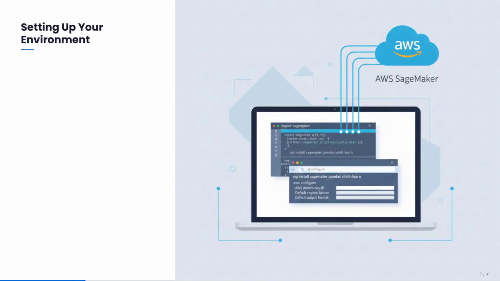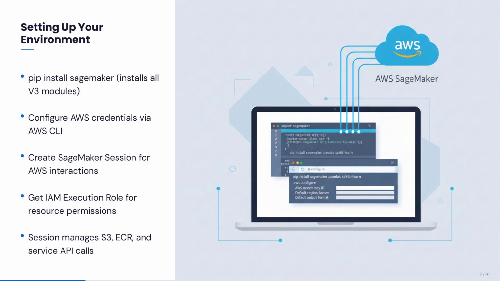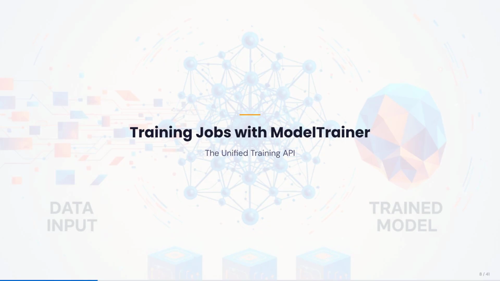Let us set up the development environment. First, install the SDK using pip install sagemaker. You will need AWS credentials configured via the AWS CLI. Then, create a SageMaker session and get your execution role. The session manages all AWS interactions, while the role grants SageMaker permissions to access your resources, like S3 buckets and ECR images. Now, let us dive into the heart of SageMaker, training jobs.